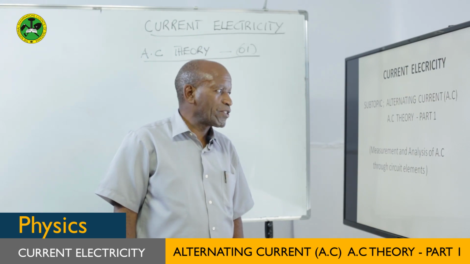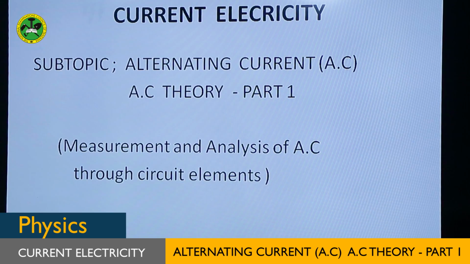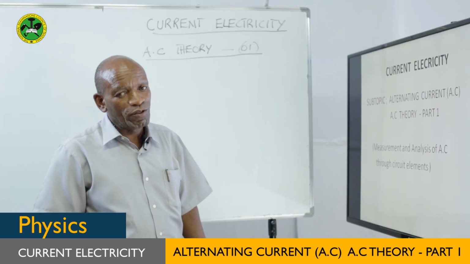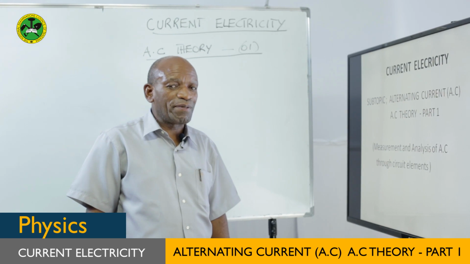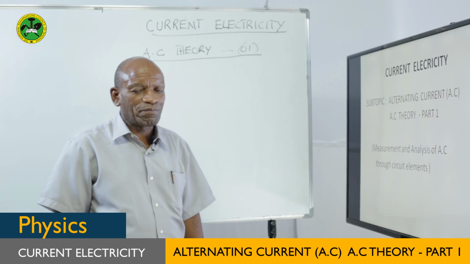And today we are going to look at the topic of current electricity, the subtopic of alternating current, the AC theory. This is the first part, where we shall look at the measurements and the analysis of AC through circuit elements. We shall be looking at three circuit elements: a resistor, a capacitor, and an inductor.